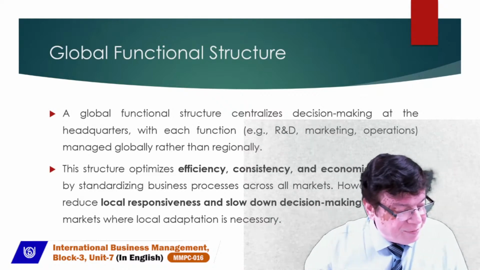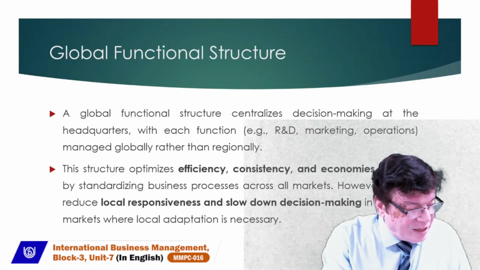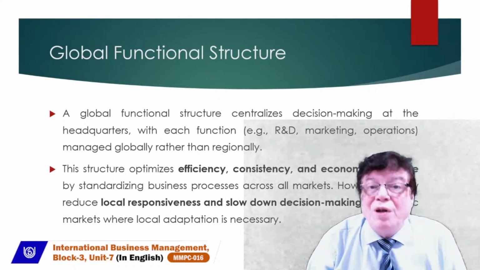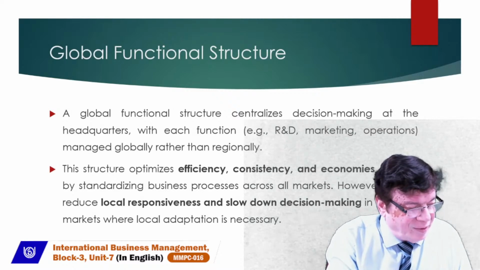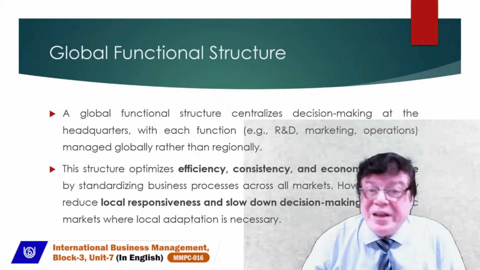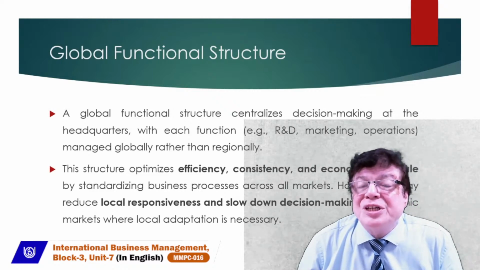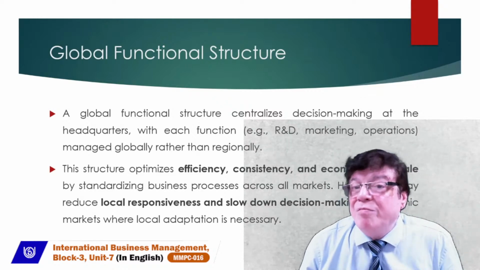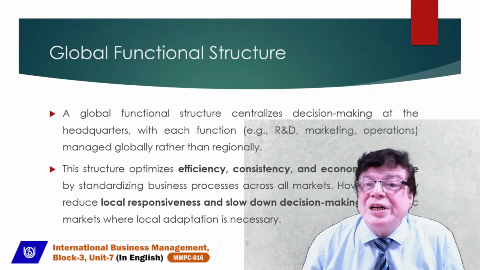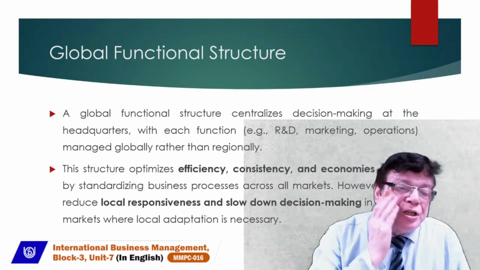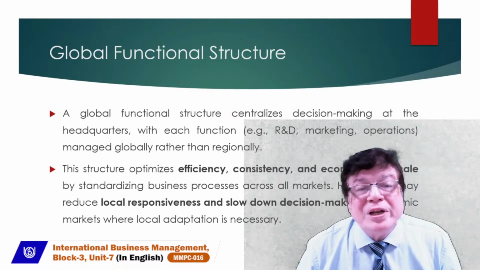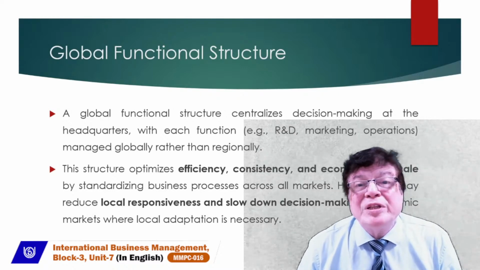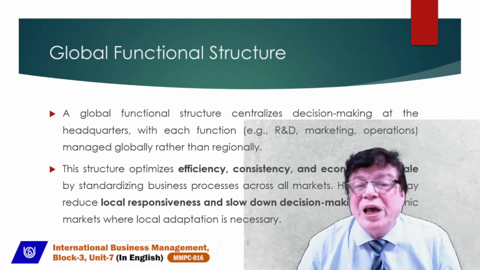Then we studied international division structure. Then we studied global functional structure. Then we studied geographic area division structure. For example, take an Indian bank. There are so many states in our country. They will make a regional office at Delhi, which will cover Delhi and NCR. Regional office Punjab, which will cover Haryana and Punjab. Then regional offices in Madhya Pradesh, Uttar Pradesh, and Bihar.